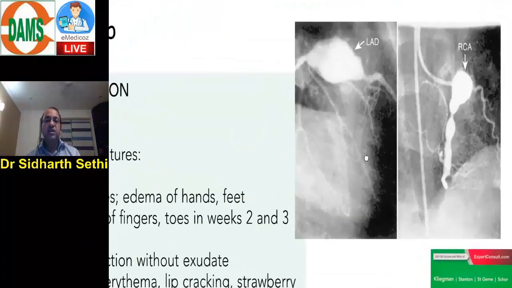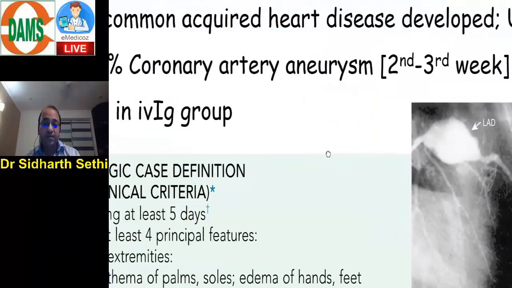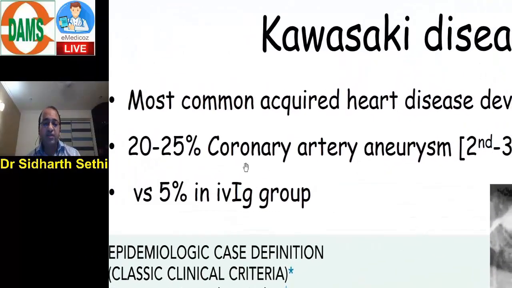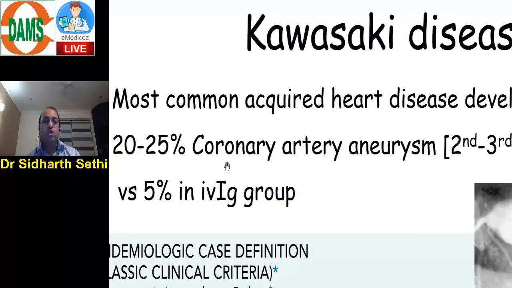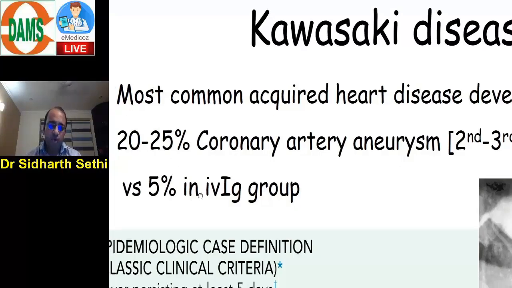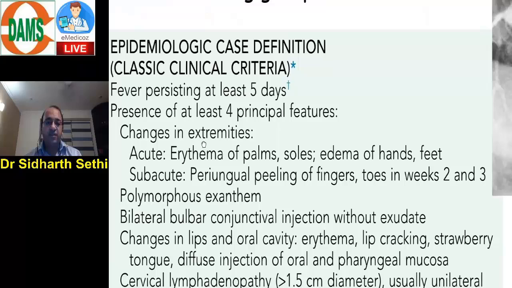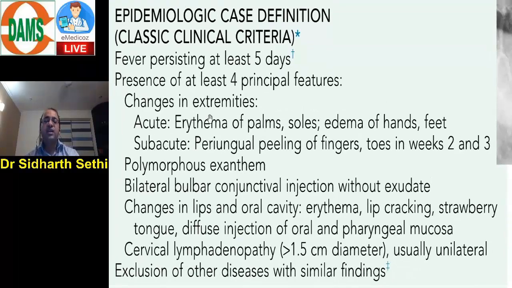Because on your screen you can see a coronary angiography where these children can have aneurysms. Remember all of you, 20 to 25% of children with Kawasaki get coronary artery aneurysms in the second to third week. If you give IVIG, intravenous immunoglobulin, less than 5% of children get aneurysms. So the drug of choice is IVIG with high dose aspirin.